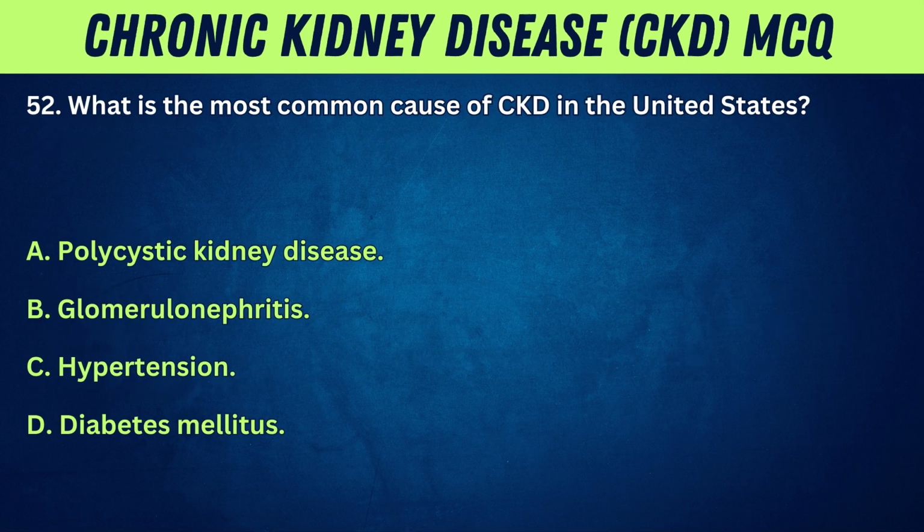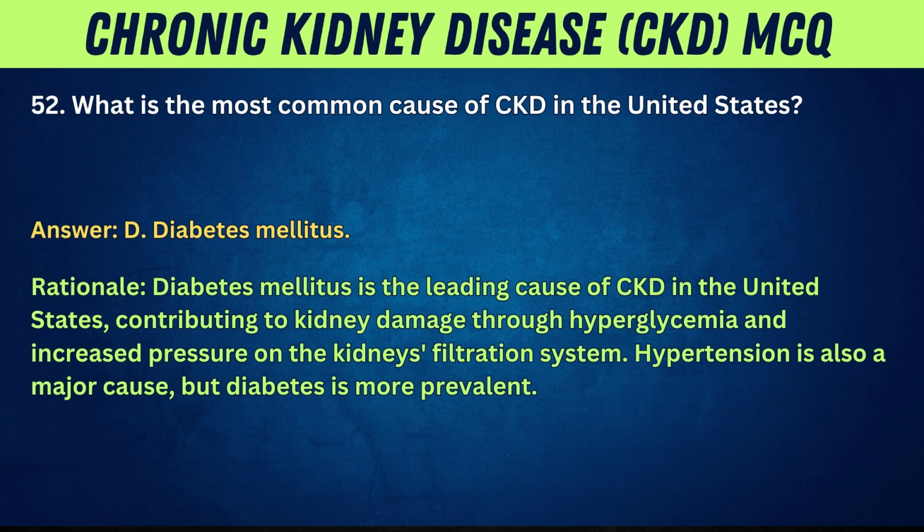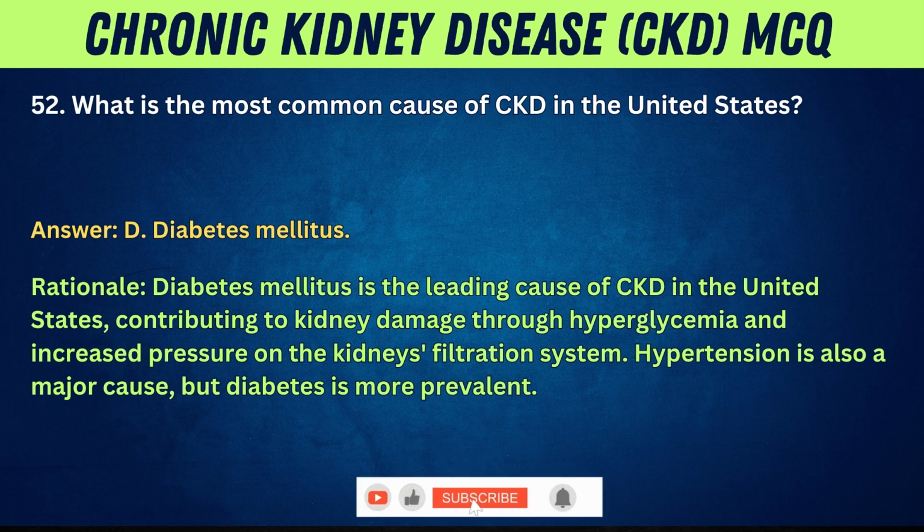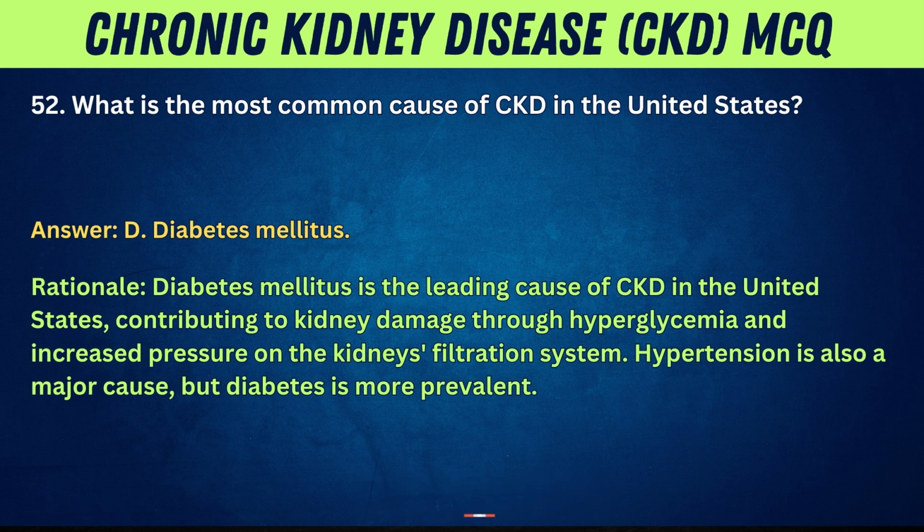52. What is the most common cause of CKD in the United States? A. Polycystic kidney disease. B. Glomerulonephritis. C. Hypertension. D. Diabetes mellitus. Answer: D. Diabetes mellitus. Rationale: diabetes mellitus is the leading cause of CKD in the United States, contributing to kidney damage through hyperglycemia and increased pressure on the kidney's filtration system. Hypertension is also a major cause, but diabetes is more prevalent.